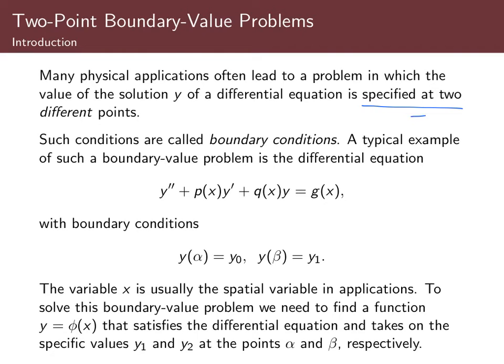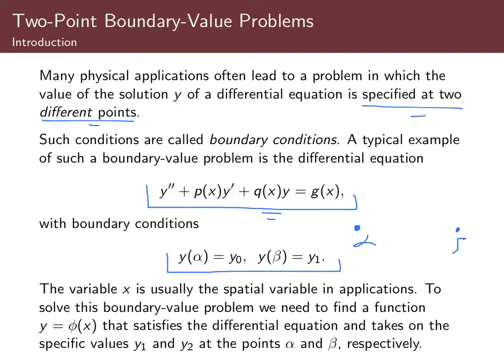Remember, for initial value problems, we have y and y prime specified at the same point. Here, we're going to have a very similar looking differential equation, but our conditions are what are called boundary conditions. We're going to specify the value of the function at two points, alpha and beta, on an interval. The variable x is usually the spatial variable, so we consider this number line to be denoting where we are in space.